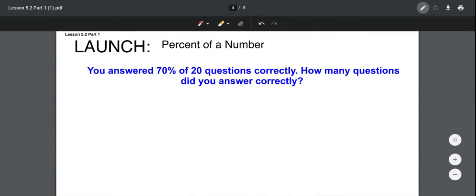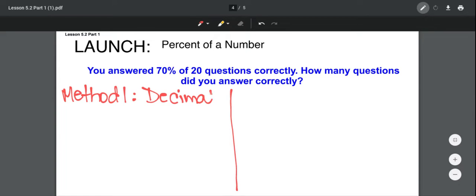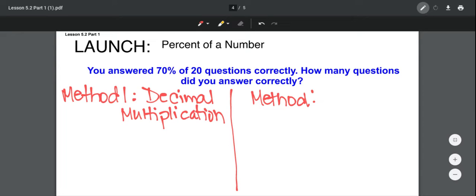So let's put this into application. Let's take a look at the following example, and let's use 2 methods to solve this. One by using a decimal method, by multiplying by a decimal, and then we will use method 2, which is by solving by proportion.